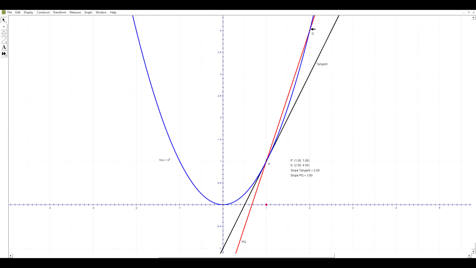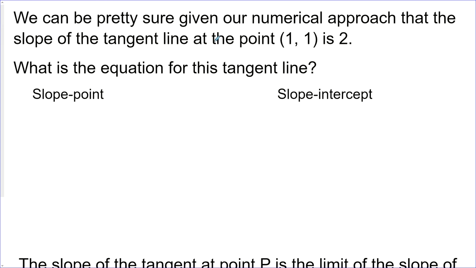So this is fun because you can move Q closer and closer. And you can see Q's coordinates changing. And you can also see the slope of PQ getting closer and closer to the tangent as we get closer and closer to P. And coming from the other side as well, we can see that the slope of PQ also gets closer and closer to the slope of the tangent as Q gets closer and closer to P. We can be pretty sure, given our numerical approach, that the slope of the tangent at this coordinate is 2.